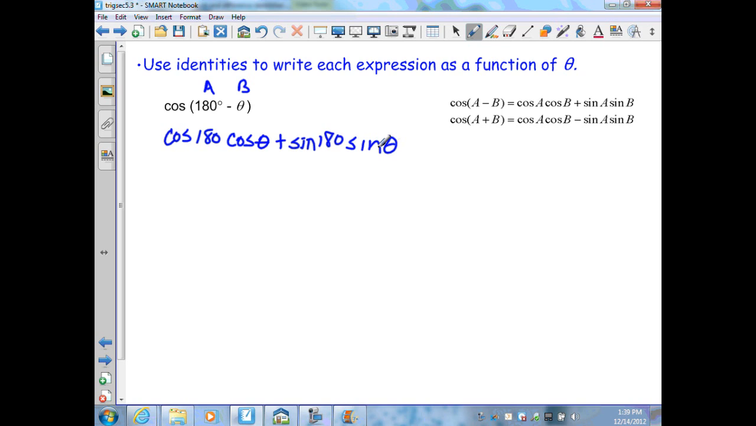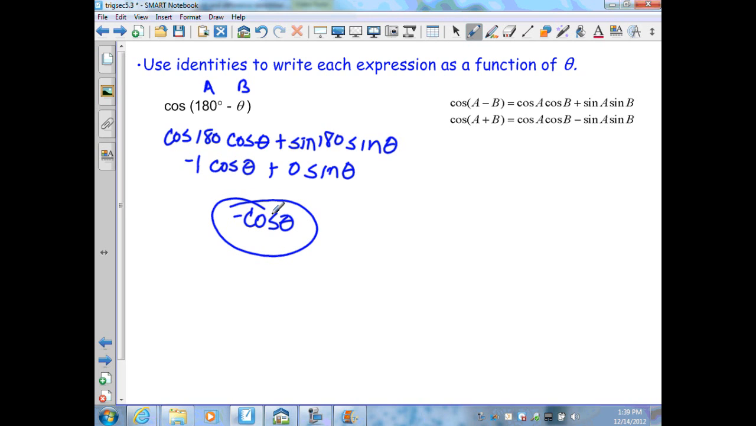Now I can just simplify. Knowing my unit circle, I know cosine of 180 is a negative 1, times cosine of theta, plus the sine of 180, which is 0, times sine of theta. And when I simplify, this gives me a negative cosine theta, because 0 times sine theta is 0, and when I combine, I have my solution, negative cosine theta.